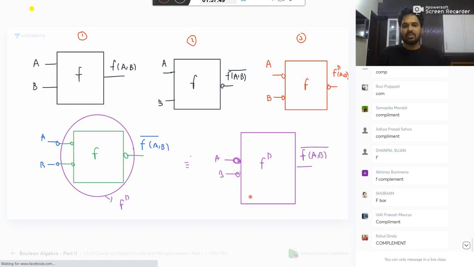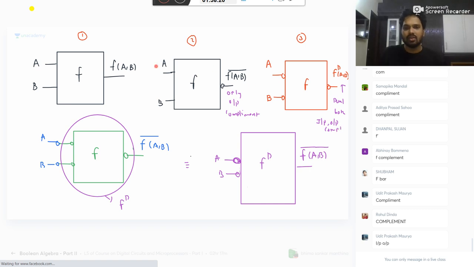Okay, let me repeat simply here. Just listen, everybody. You have one function. Complement means only the output is complemented. Dual means both input and output are complemented.